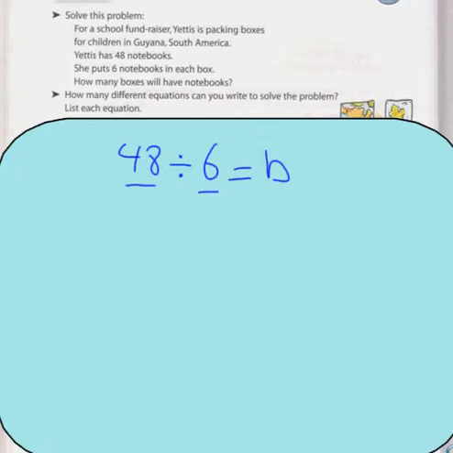So I'm basically writing this out using a variable here. I don't know what that B is going to be until I do my math. Now, because I know my times table, I think this is fairly simple. I know that 6 times 8 is 48. And that means if I think of it in reverse, 48 divided by 6 is equal to 8. So the answer here becomes 8. 48 divided by 6 is equal to 8. So she's going to need 8 boxes.